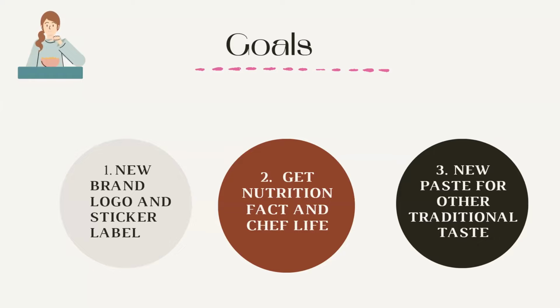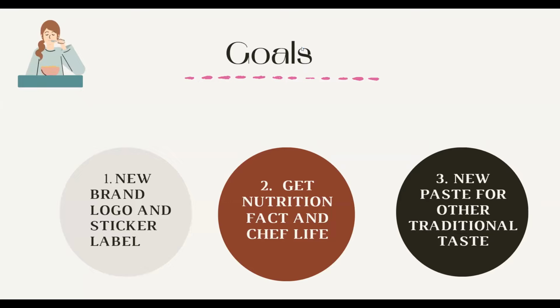And next, this is our goals. First, we want to have a new brand logo and new sticker for our brand product to make it look more interesting and up to date. Second, I'm going to get a lab test for nutrient facts. Actually, I already got the nutrient facts last week at Chef Life, so that customers will trust our brand more. And the last one is I plan to have several types of cooking paste for traditional dishes. I think that's all for me.